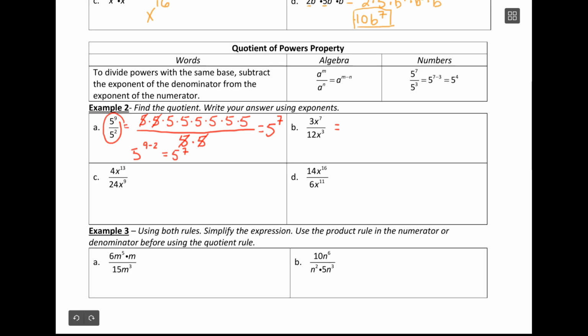Now there are also sometimes numbers included. Let's take a look here. Just split this out into the numbers and then the powers separately. The numbers, 3 over 12, be careful, that is not 4, that is 1/4. Then I take these exponents, 7 and 3, so it ends up being x to the 7 minus 3. You don't have to write that, you could do that in your head, but I want everyone to see what's going on. 7 minus 3 is 4. This should be your final answer. Notice I split apart the number part from the power part.